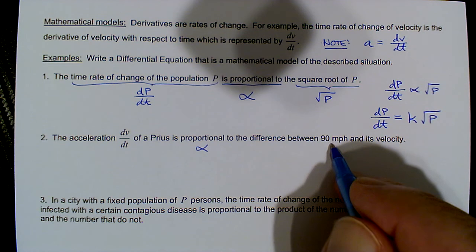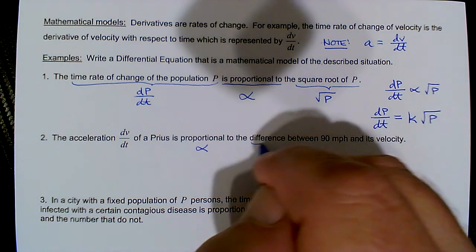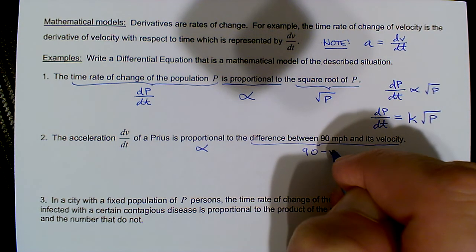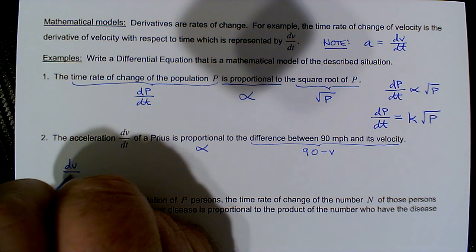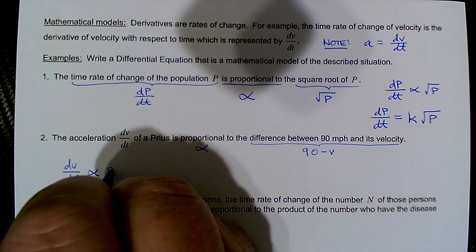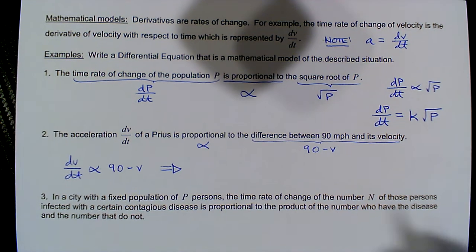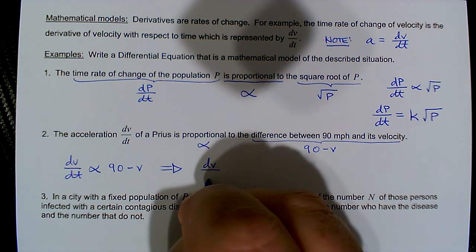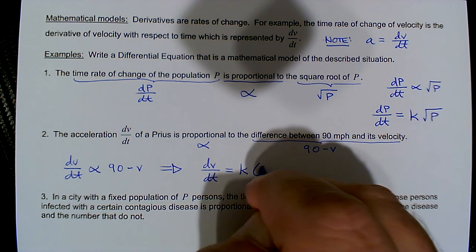So that statement is just saying 90 minus v. So we could write that dv dt is proportional to 90 minus v, and then as an equation, you could actually skip the proportionality portion if you want, and just go right to the equation. It's going to be k times that binomial quantity, 90 minus v.